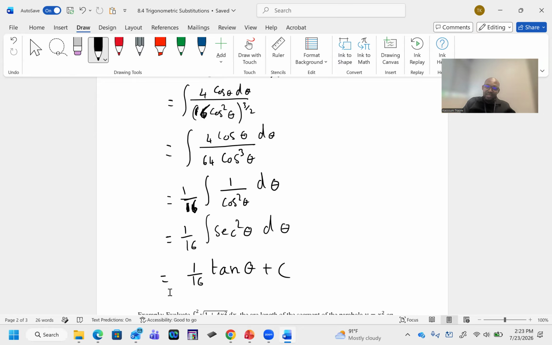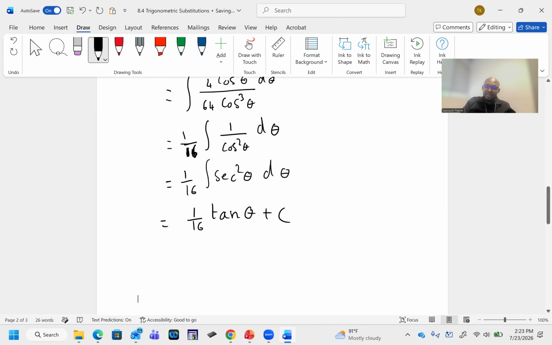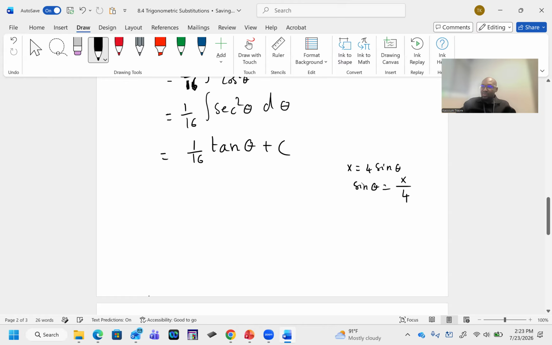So I'm not done yet. Now you remember we said x is equal to 4 sine theta, right? So that means sine theta will be equal to x divided by 4.